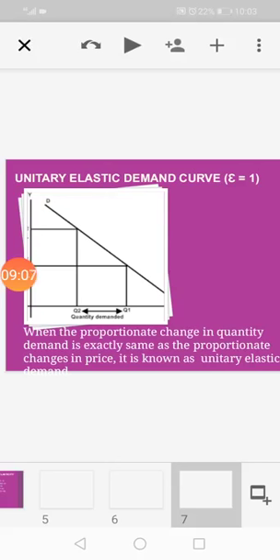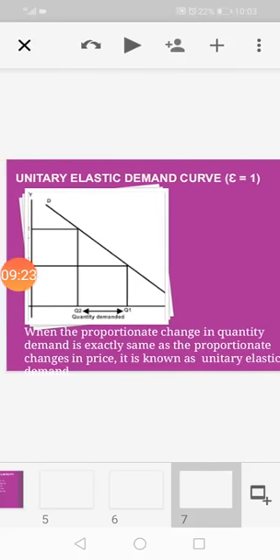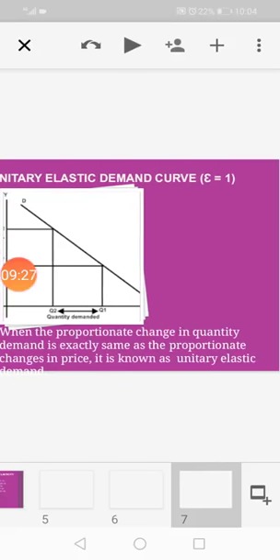When elasticity of demand is equal to 1, we call it unitary elastic demand. In this case, the percentage change in price and the percentage change in quantity demanded are both exactly the same. And demand is unitary elastic mostly for normal goods, the normal goods that we use in routine life.